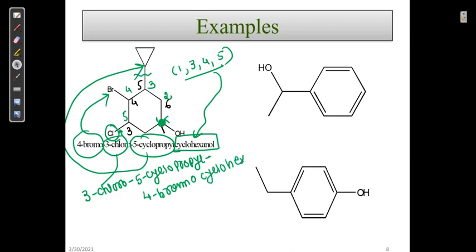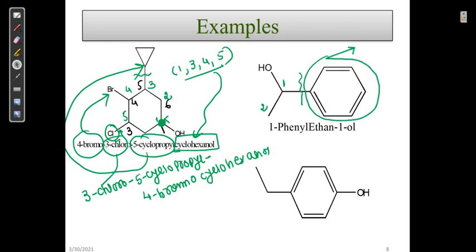cyclohexanol. Now if you see here, where is the hydroxyl group? It is present on the chain. So this is 1 and 2. So ethanol, and the substituent at position one, known as the sub prefix, is phenyl. Now here the hydroxyl group is on the ring. So benzenol, and 1, 2, 3, and 4. This is benzenol. This is 4-ethyl.